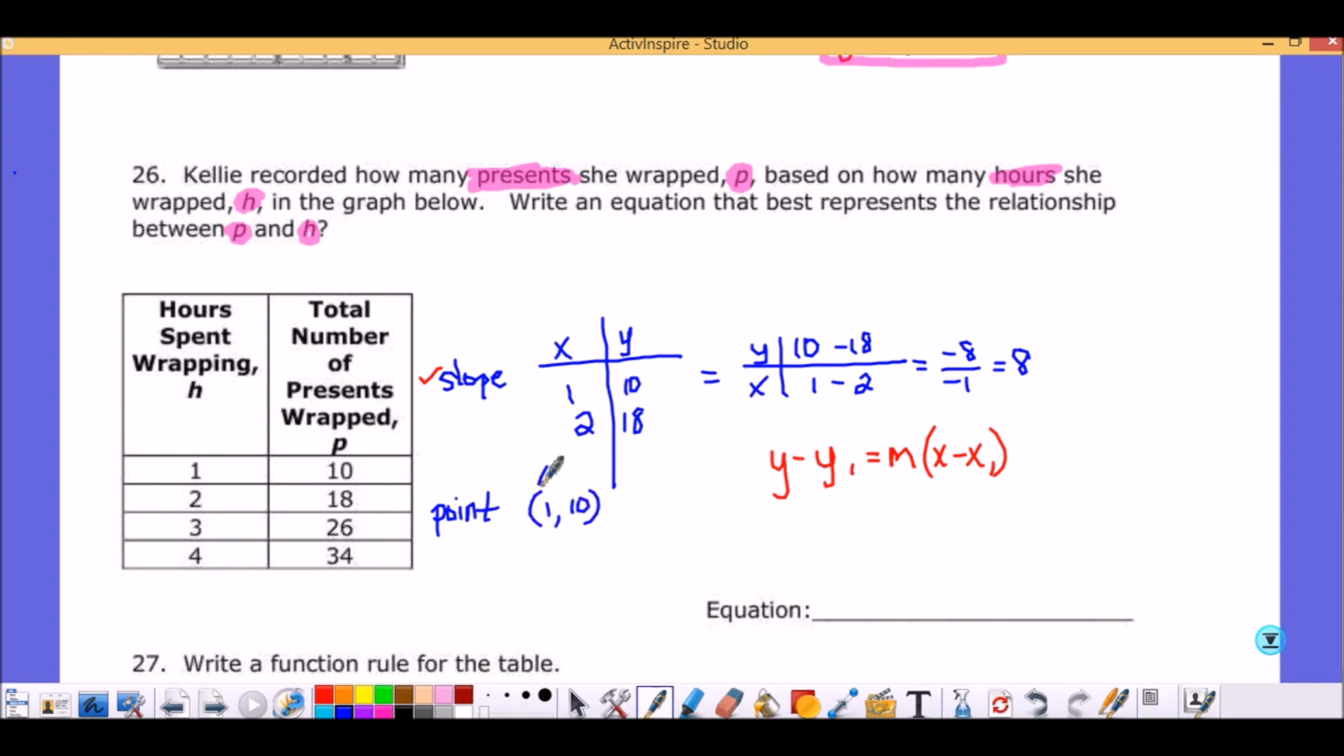All right, so this is my x, this is my y. All right, so now I'm ready to fill in. Y minus my y1 will be 10, and then equals my slope, which we found is 8. Now times the quantity of x minus, and my x1 is 1. So my equation for this will be y minus 10 equals 8 times the quantity of x minus 1.